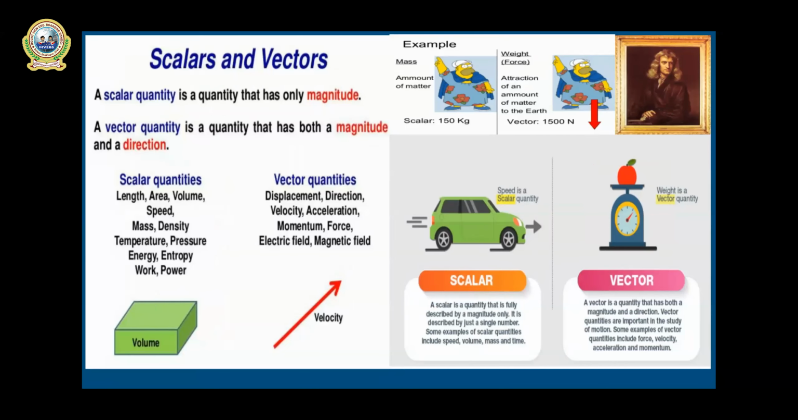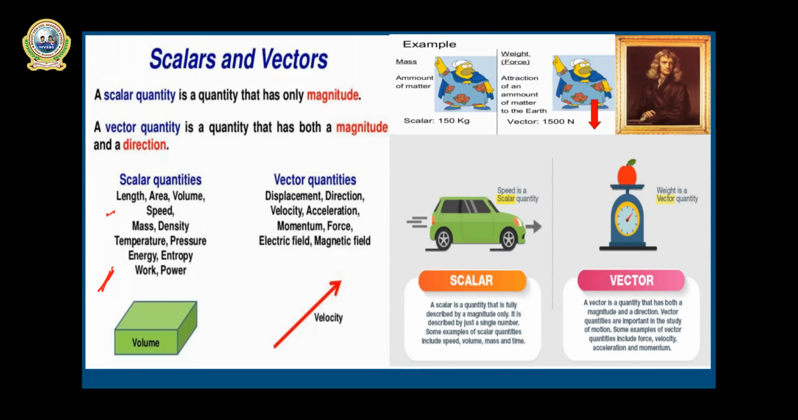You can see on your screen some class 9 examples are given, scalars and vectors. On the scalar side, you can see physical quantities like length, area, volume, speed, mass, density, temperature, pressure, even work, energy, power, entropy. These are all scalar quantities; they only bear value. You can say 7,860 kilogram per meter cube, that is the value of density. You can say 20 pascal, that is pressure.